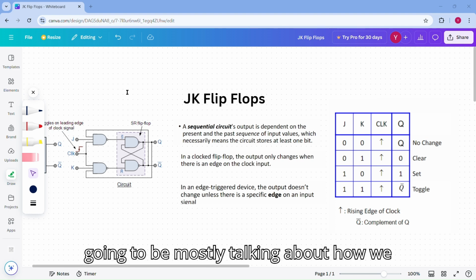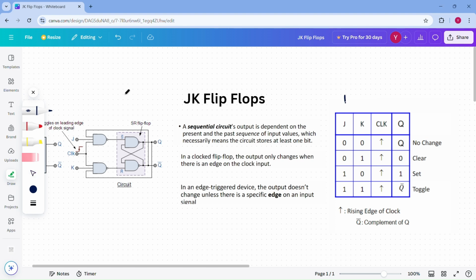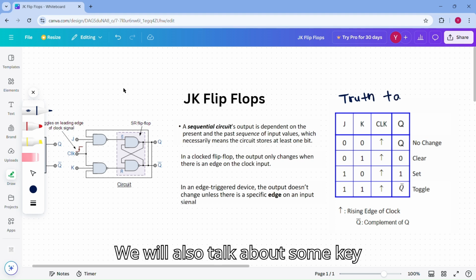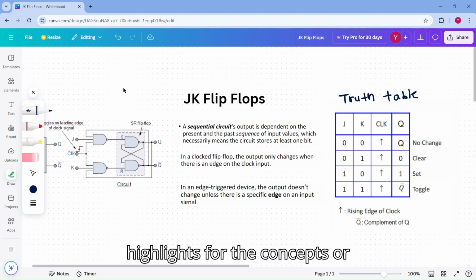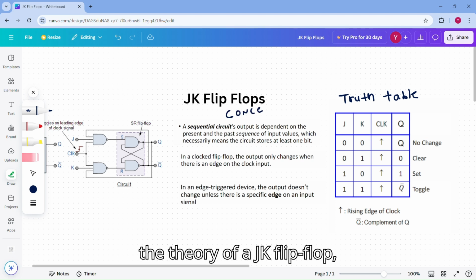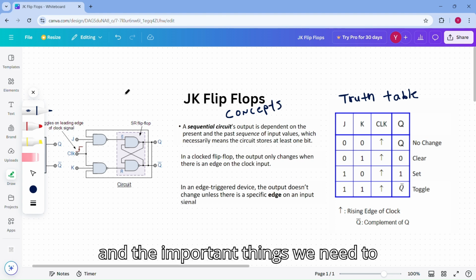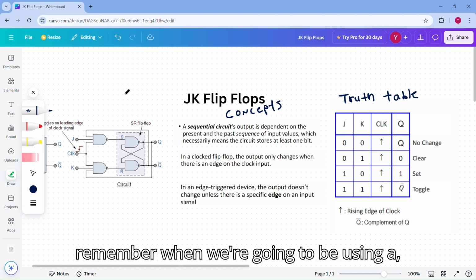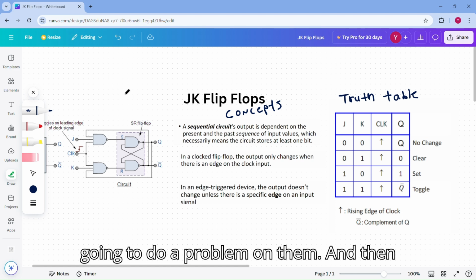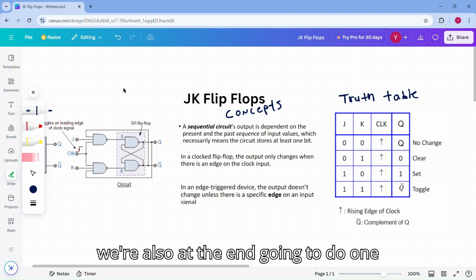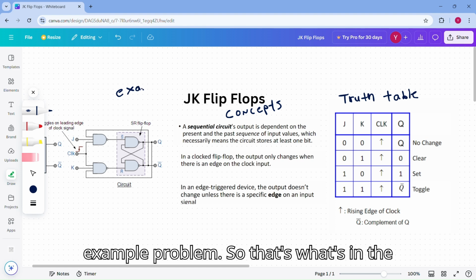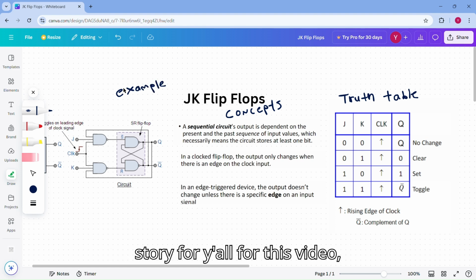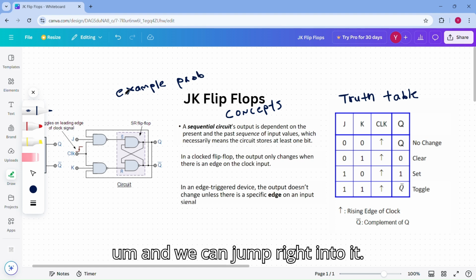In this video, I'm going to be mostly talking about how we can use the truth table for a JK flip-flop. We will also talk about some key highlights for the concepts or the theory of a JK flip-flop and the important things we need to remember when we do a problem on them. And then at the end we're going to do one example problem. So that's what's in store for y'all for this video, and we can jump right into it.